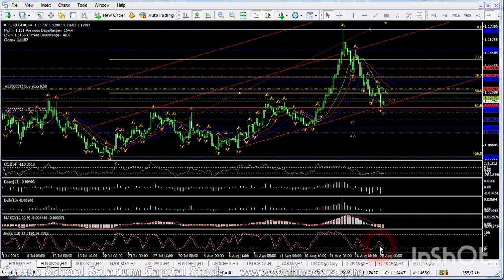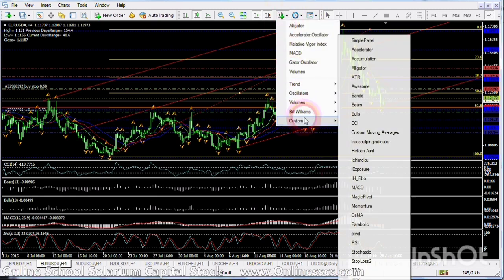Stochastic has given me a sell signal as well. The blue line is under the red line. But when it hits the bottom wall, I should wait for it to create a hook, which means the blue line gets above the red line. That's why I don't have a full confirmation here.